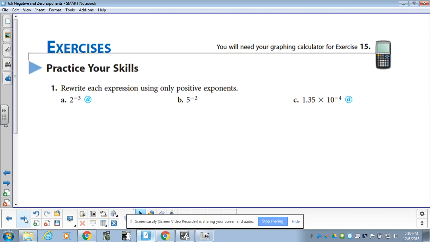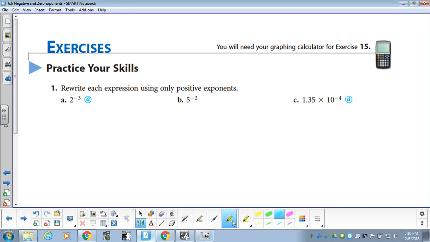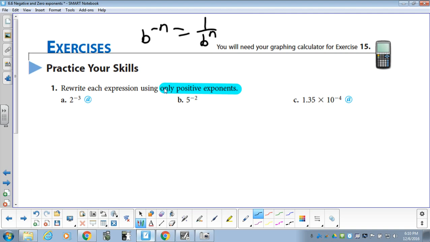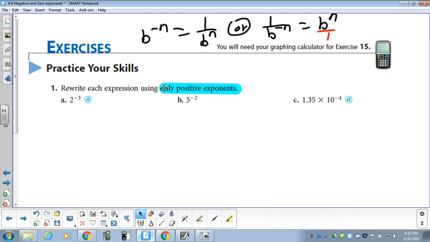So number 1, rewrite each expression using only positive exponents. That's important. It says only positive exponents. So it means to remember the negative property of the exponent. B to the negative n equals 1 over b to the n, or 1 over b to the power of negative n equals b to the power of n, also known as b to the power of n over 1 as well. So that's the negative property of the exponent. I'm not going to dive too much into it. But let's look at C. C is a little bit tricky.